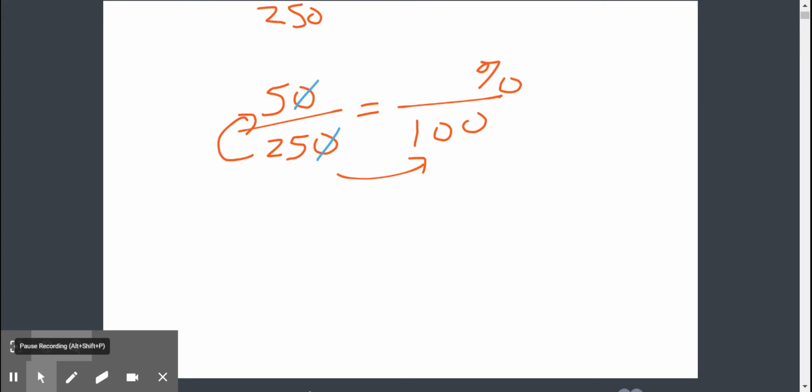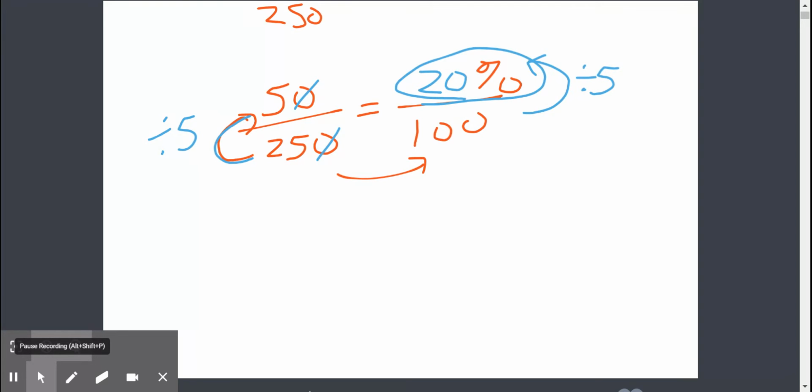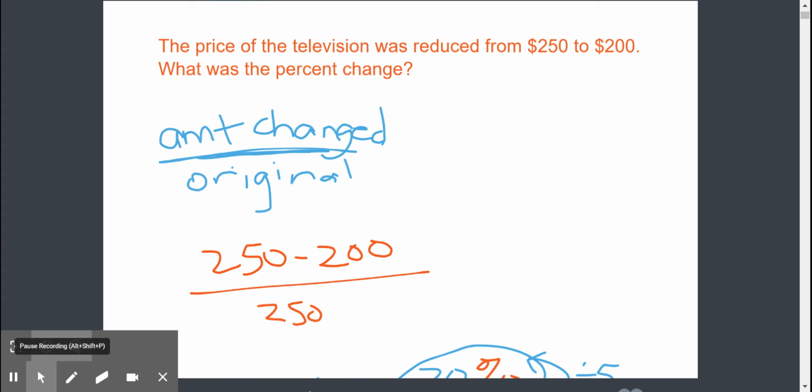Divide by 5, right? So 25 to 5, we're going to divide by 5. And what happens when we take 100 and divide it by 5? Gives us 20. That was one of the pretty numbers we learned last year. 20 and 5 make 100. So the percent change for the television that went from 250 to 200, the percent change was 20%. 20%. The price changed by 20%.